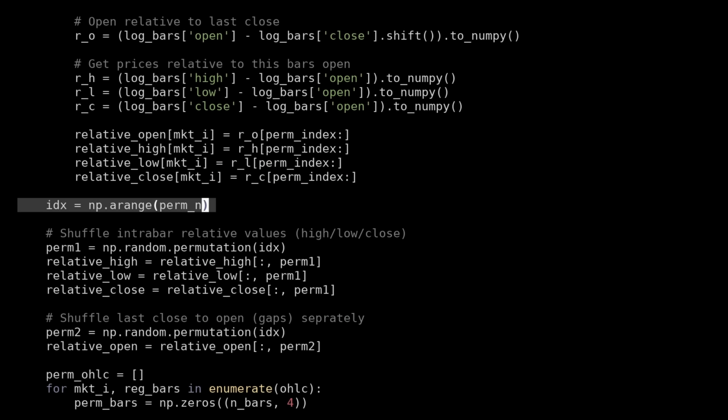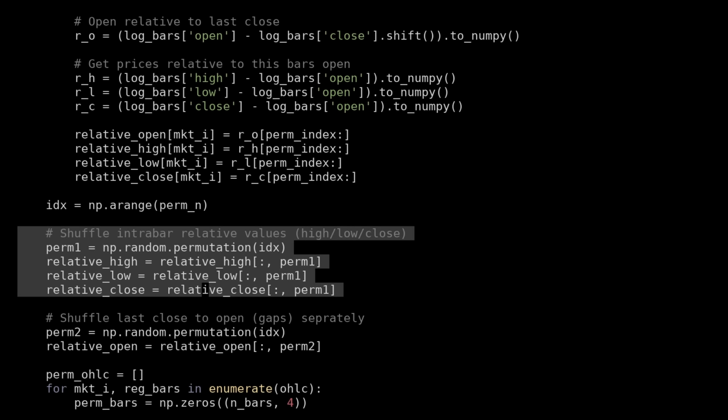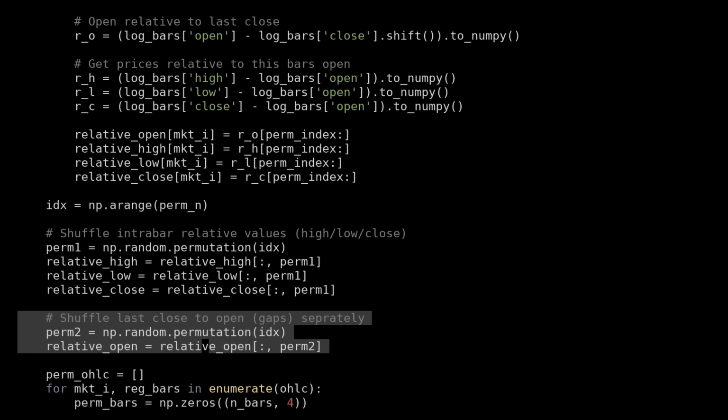Now we get the indices of the real data. We'll use these to shuffle the relative prices. We shuffle the indices once for the intrabar quantities, and again for the gaps. The gaps have little effect on crypto data. The crypto market never actually closes, so the open of one bar will usually only be at most a few ticks away from the prior bar's close. But for daily stock data, the open can be quite far away from the prior close.